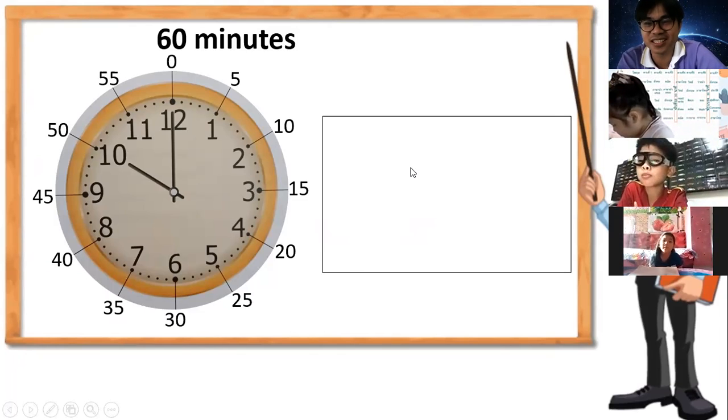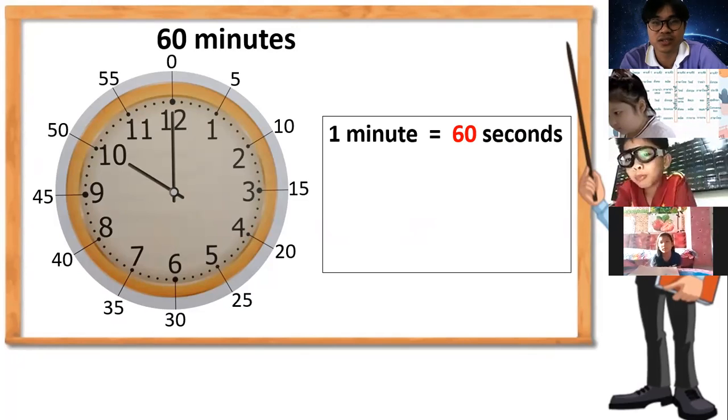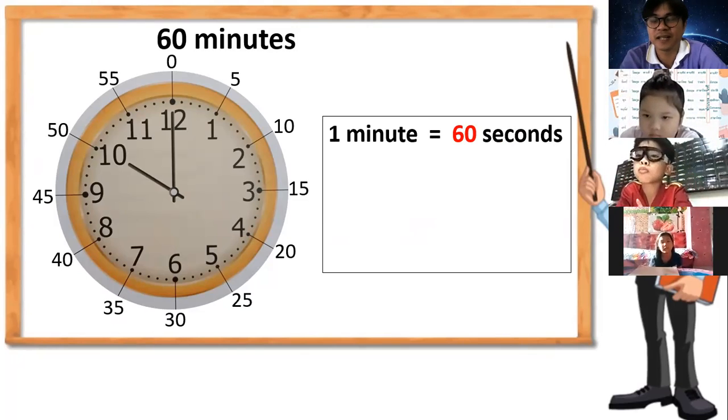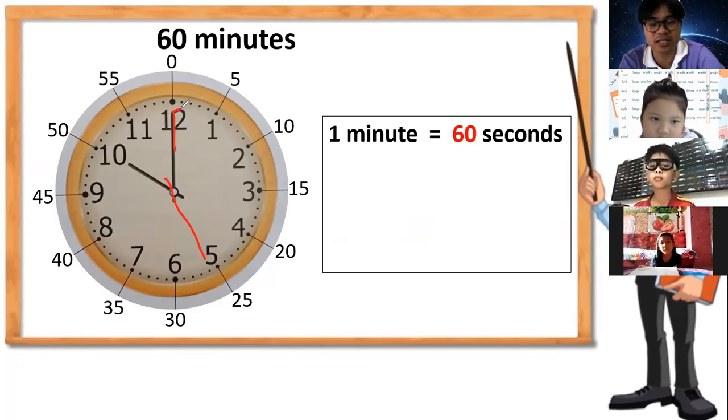Okay, look at the screen. In 1 minute, there are 60 seconds. The second hand, the red one you saw a while ago, will move 60 times before the minute hand moves to 1 minute. So 60 seconds in 1 minute.